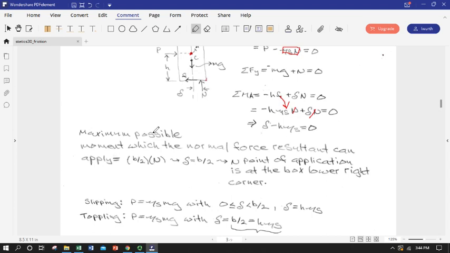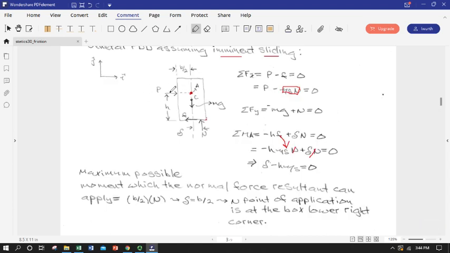So we can look at the maximum possible moment that the normal force resultant can apply. Now that's going to apply to toppling, right? So eventually, if I increase P more and more, I'm going to have to keep increasing F, or the box is going to slide. But as I increase P and F, N's not going to increase. It's always going to be equal to mg, so it's just going to have to keep creeping out further and further to the right to increase its moment arm, to increase its effective torque around A.